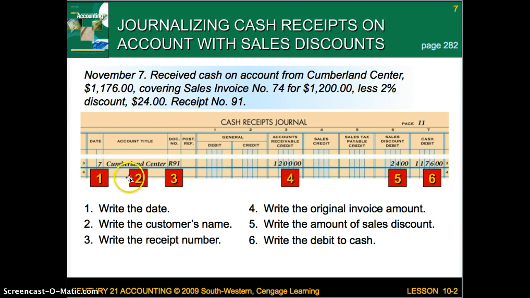So you're going to write your date and the account title, your doc number. What are we waiting to receive? Covering sales invoice for $1,200. That's what we're waiting to receive. However, we're going to give a discount of $24. So the actual amount that we are going to receive is this $1,176. So make sure you're thinking logically and thinking about why each number goes where it goes.